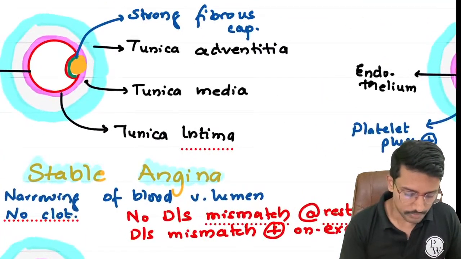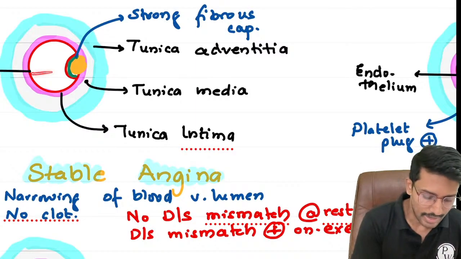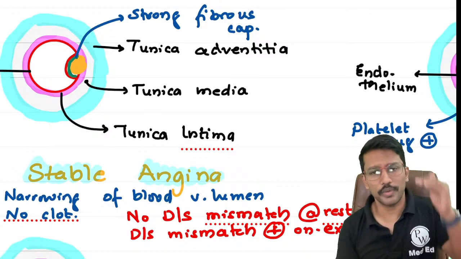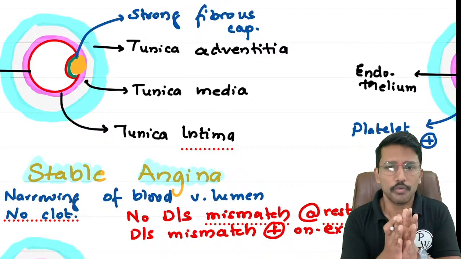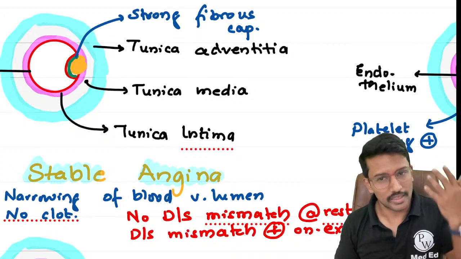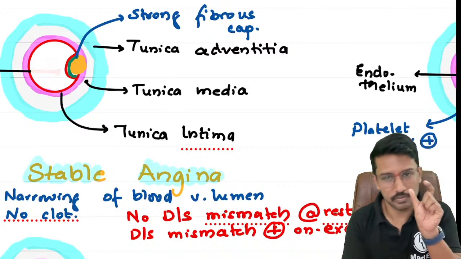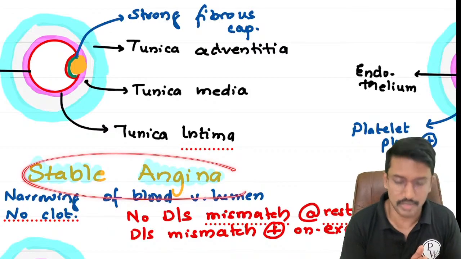If it is strong enough and doesn't allow the atheromatous plaque to rupture, then the only problem you have is a narrow lumen, and because of that narrow lumen, flow has come down. The decreased flow may not be a problem when you are at rest, but when you start doing exertion, you need more blood supply. That much blood supply may not be met by this narrowed blood vessel, and then you start experiencing chest pain. That is our stable angina.